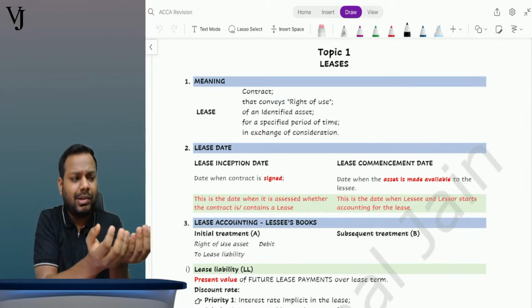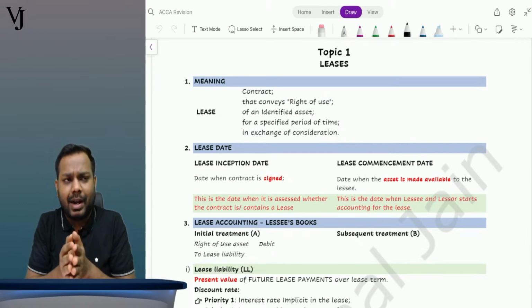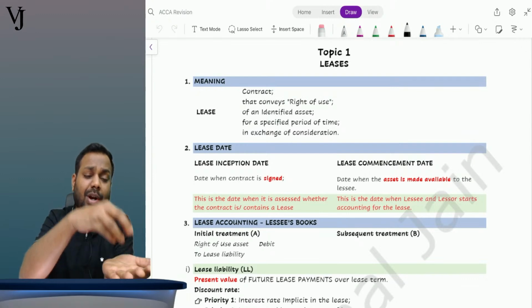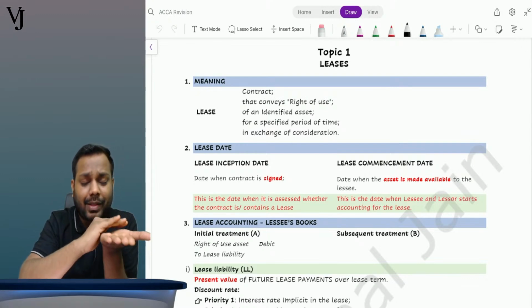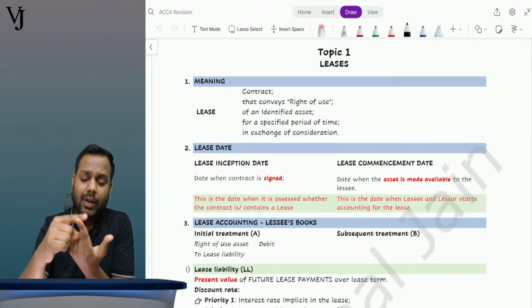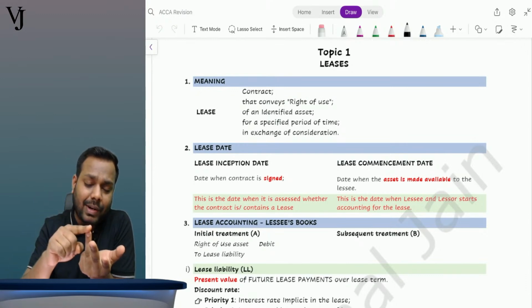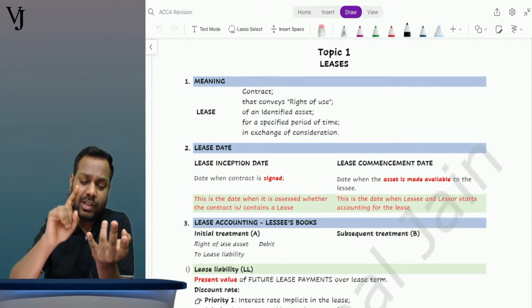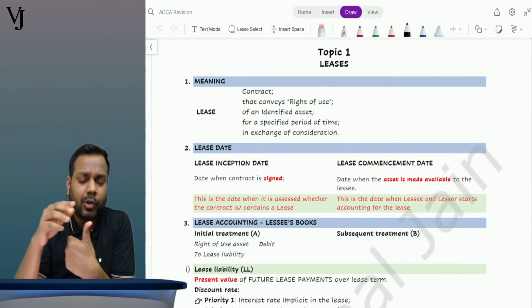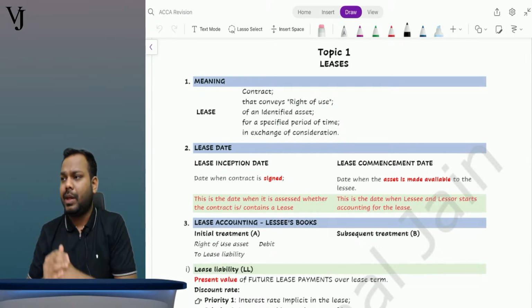No, I am taking just the right to use. Let's suppose if you have taken a property on rent, what do you get? You get the right to use that property. You don't get the right to ownership. So a lease contract gives the right to use of an identified asset, not for the entire life, but for a specified period of time. Is it for free? No, in exchange of consideration, which is also called lease payments. Is that clear, everyone?